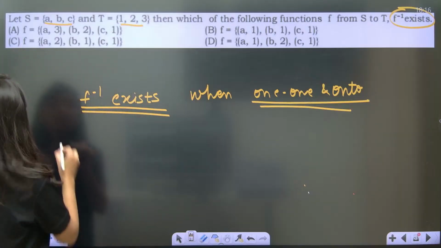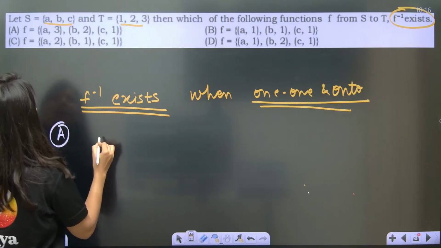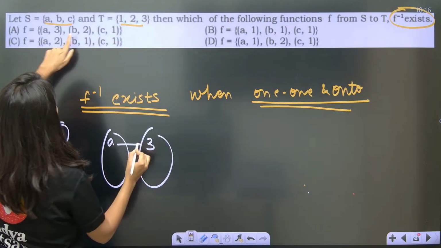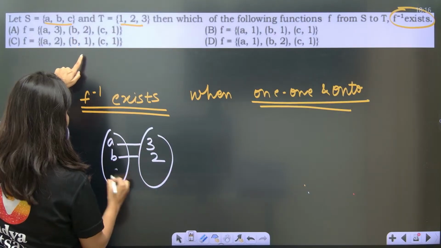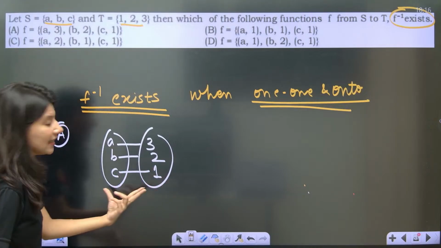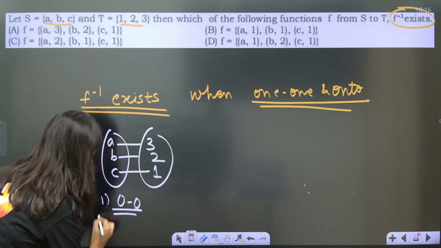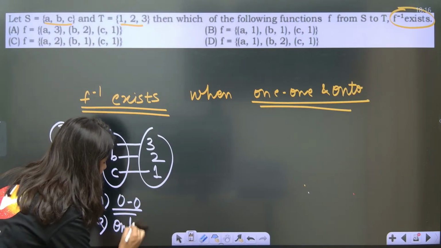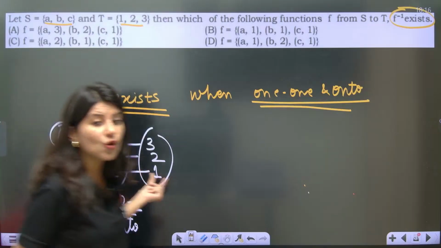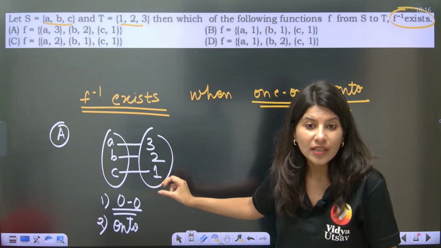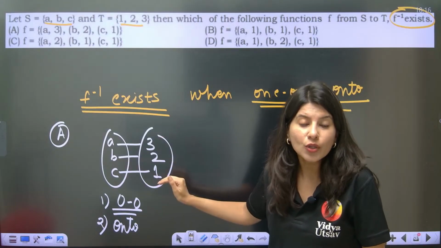So option A, if I just draw, I realize A is mapping with 3, B is mapping with 2 and C is mapping with 1. So clearly this diagram suggests this function is 1-1, and this function is onto as well. Right? Because there is no element in the second set which is left out. This is how onto works.